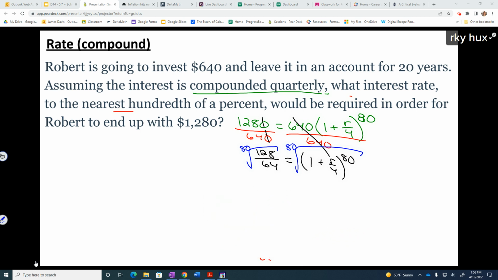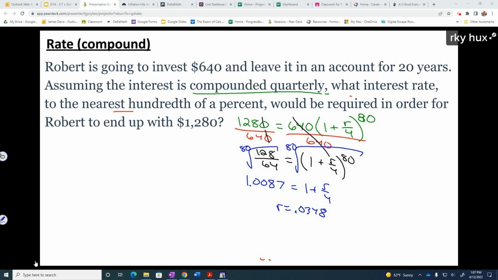Alright, so typing that in, we're going to do 80, x root, parentheses, 128 over 64. We get 1.0087, which is 1 plus r over 4. And then it's just going to be subtracting 1, so you just take that and do minus 1, enter, and then times 4, enter. R is 0.0348.